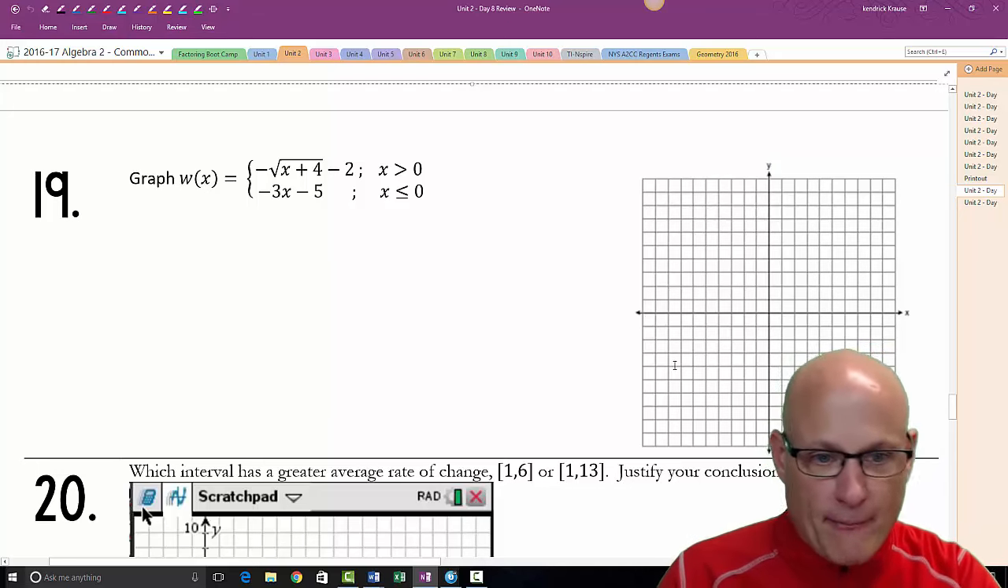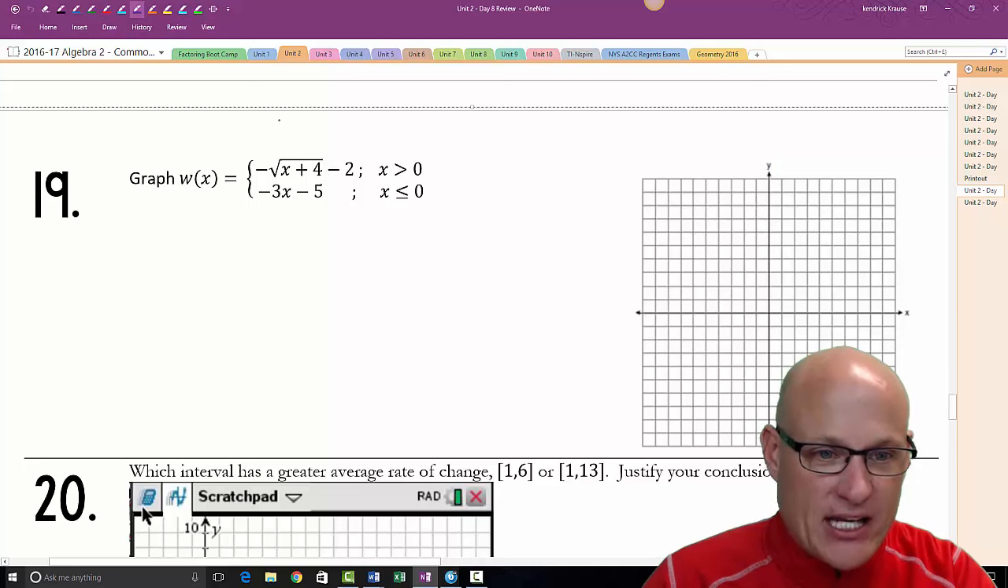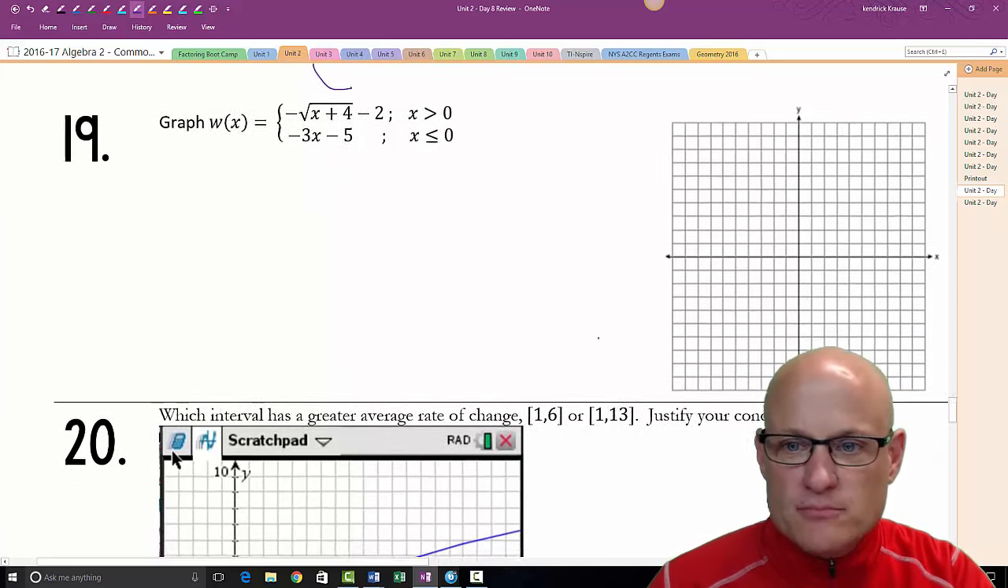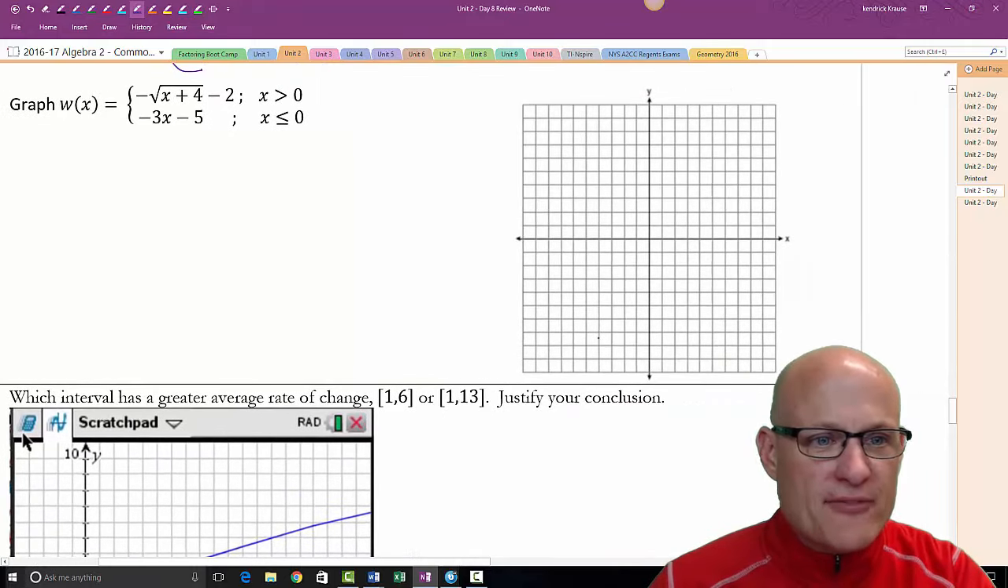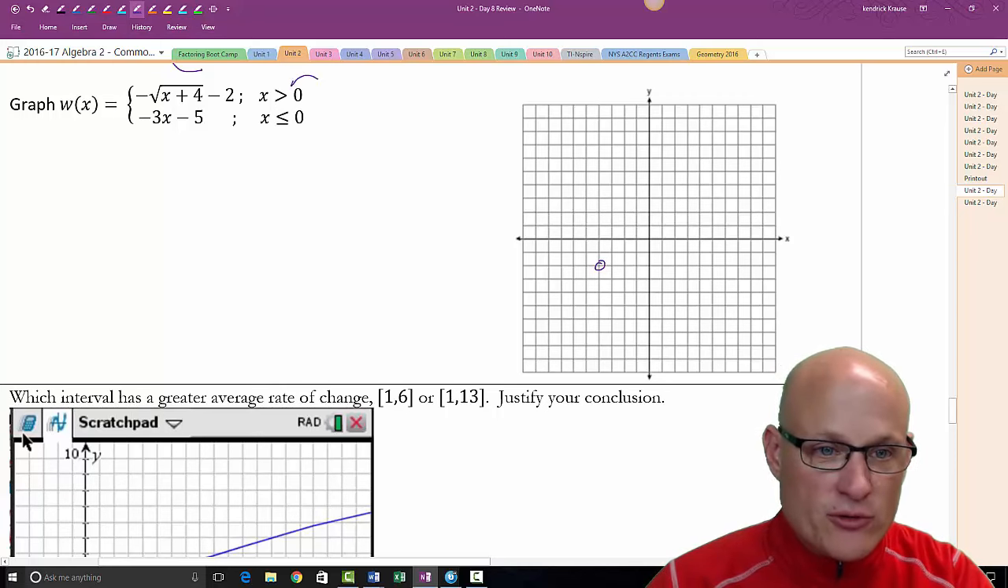Now, okay, this is a square root function, but remember, this has got a negative, so it's coming down. So we're going to graph this baby. We're moving to the left 4, 1, 2, 3, 4. Down 2, 1, 2. We're going to put an open circle because it doesn't have an equal to.